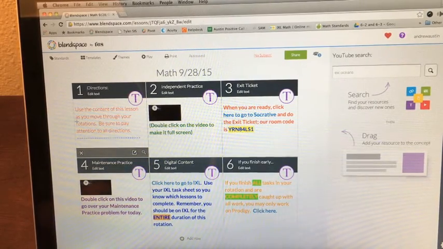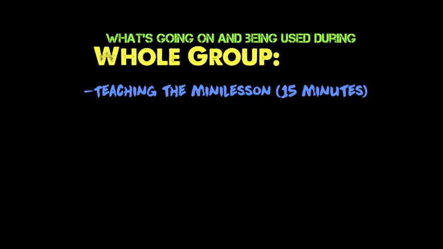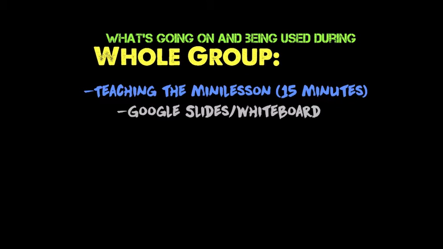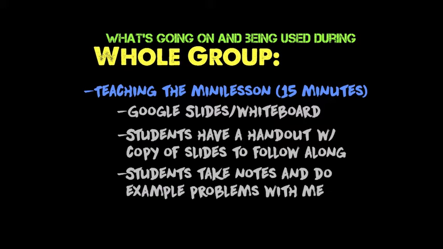As far as the overall flow of the class during my block, here's what's going on and being used during whole group instruction. Right off the bat, when they come in and we get started, I'm teaching the mini lesson over the day's teaching point. It takes about 15 minutes. I'm using a Google Slides presentation because my smartboard wasn't set up properly and wasn't working, so I got in the habit of using Google Slides. If you're using a smartboard, great. I also use the whiteboard or the chalkboard, where I'm doing example problems. So I'm teaching pretty old school from a presentation. The students have their handout with a copy of my presentation to follow along with, and that's where they take notes and do sample problems as I model it for them. So that's what's happening in the mini lesson.